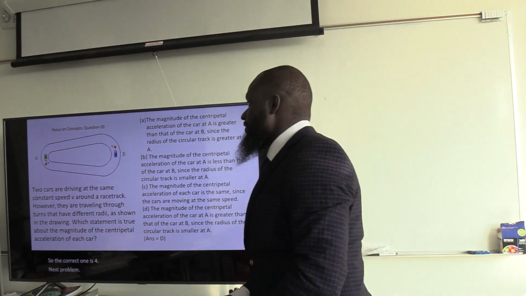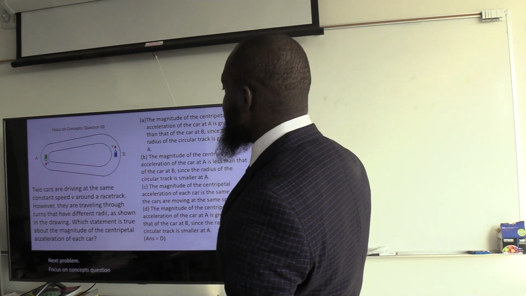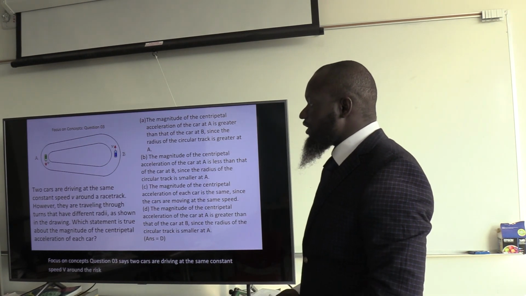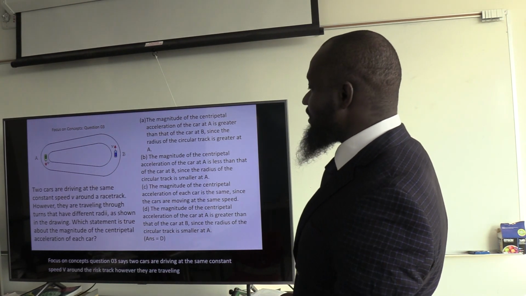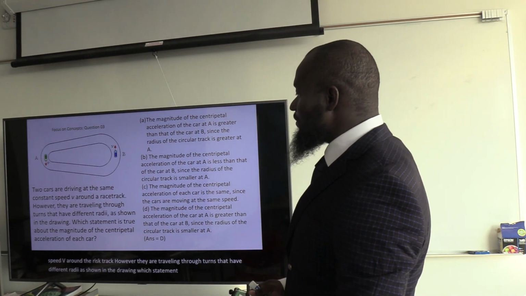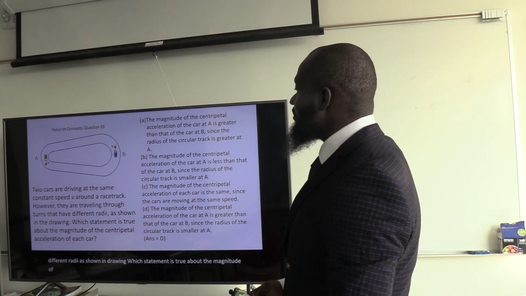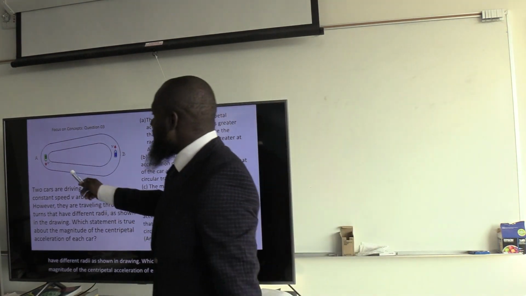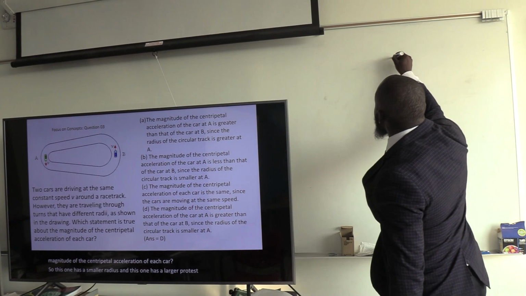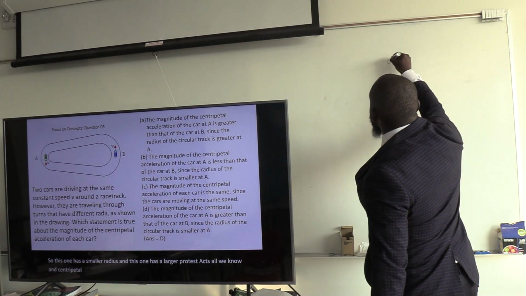Focus on concept question 03. It says two cars are driving at the same constant speed v around a racetrack. However, they are traveling through turns that have different radii, as shown in the drawing. Which statement is true about the magnitude of the centripetal acceleration of each car? So this one has a smaller radius, and this one has a larger radius. That's all we know.